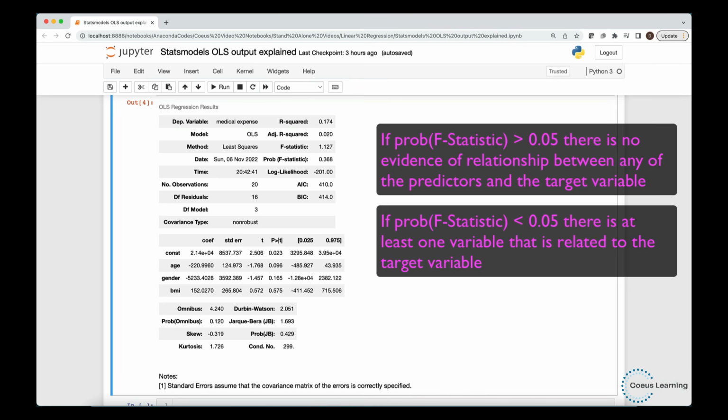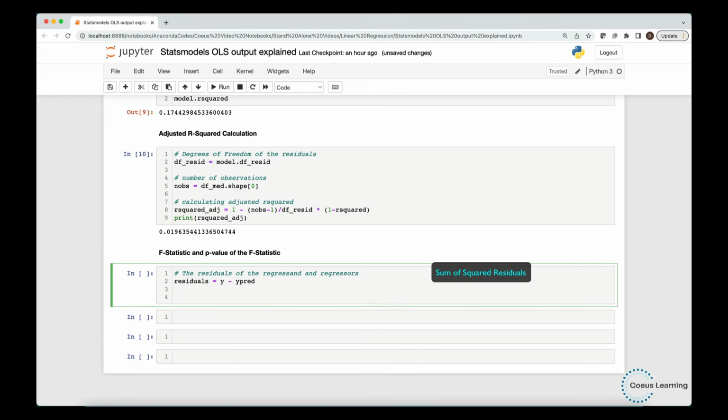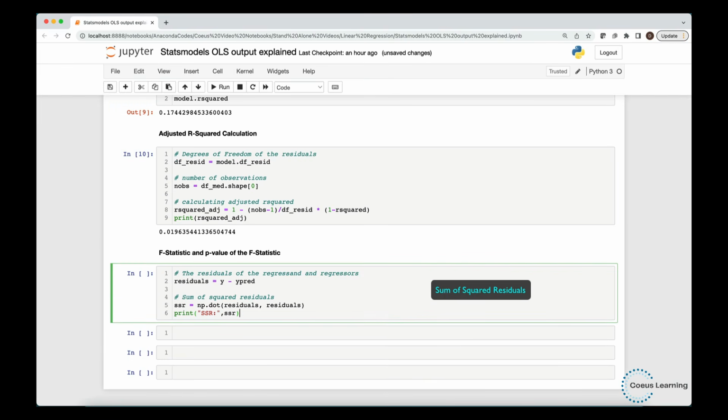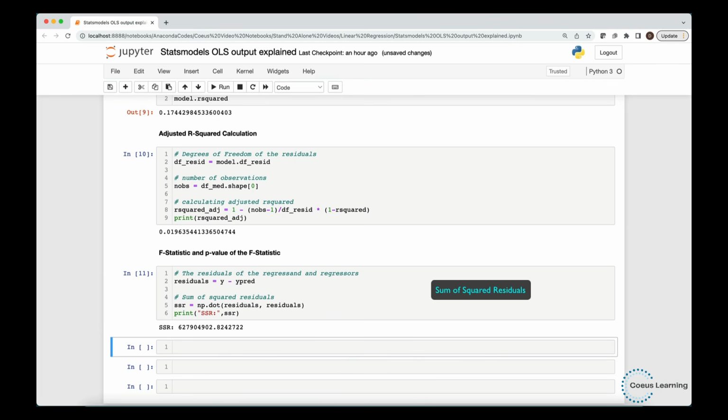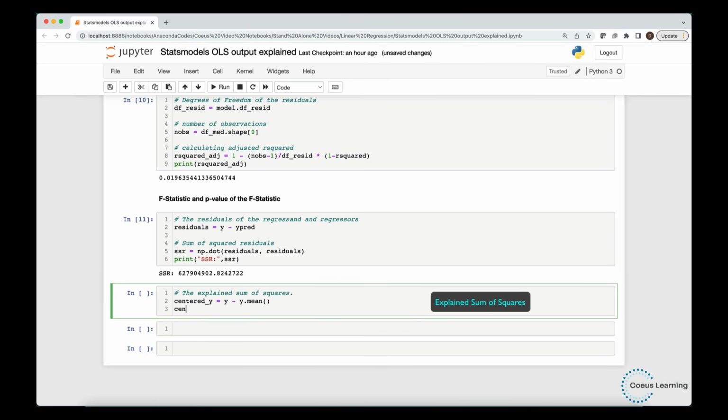Let us now see how to compute the F-statistic and its p-value. We compute the residuals with the actual target values and predicted target values. Then we compute the sum of squared residuals. We then consider the mean-centered y to compute the explained sum of squares. We store the value in ESS.